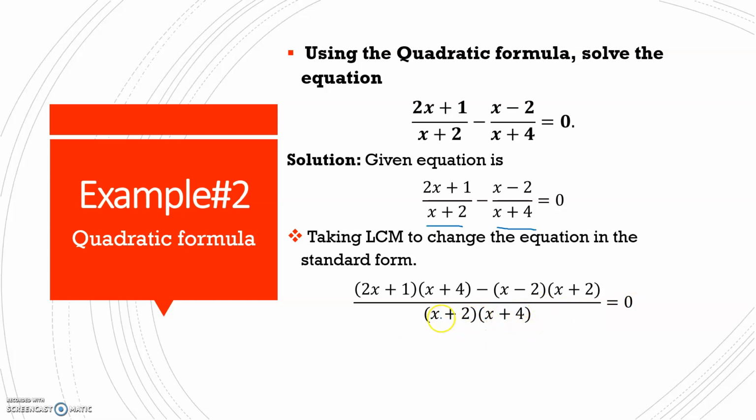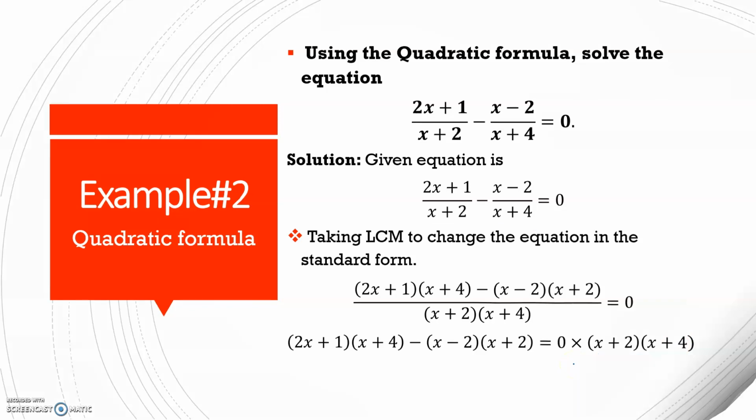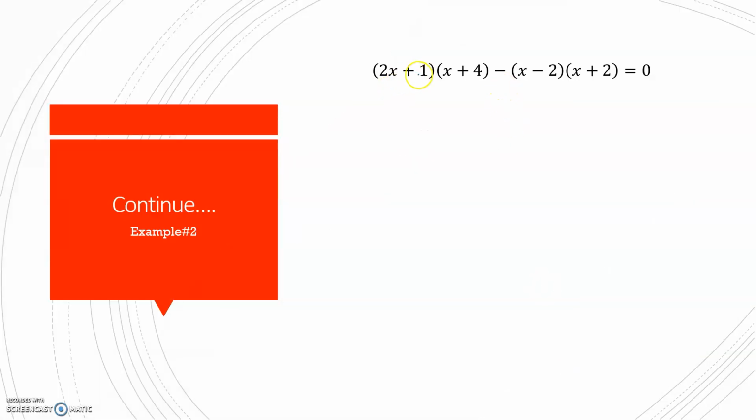Students, notice that the LCM (x+2)(x+4) will be shifted to the right hand side and it will be multiplied by 0. So we will get (2x+1)(x+4) − (x−2)(x+2) = 0 multiplied by (x+2)(x+4). When these two expressions are multiplied by 0, then the whole term will be changed into 0. So after simplifying, we will get (2x+1)(x+4) − (x−2)(x+2) = 0.